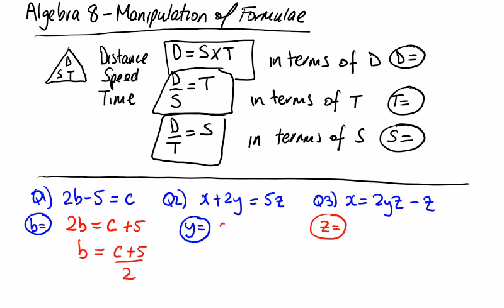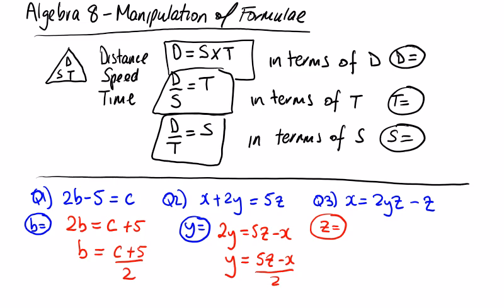What about y? If we bring the x across, 2y is equal to 5z minus x. So again, we're dividing by 2. y is equal to 5z minus x over 2. I'm going to put a little squiggle through my z so they don't look like 2's.